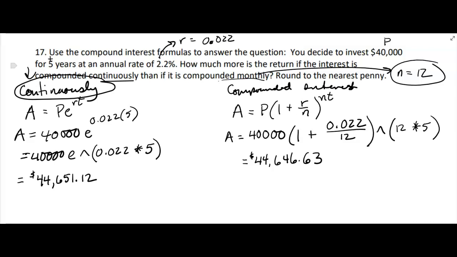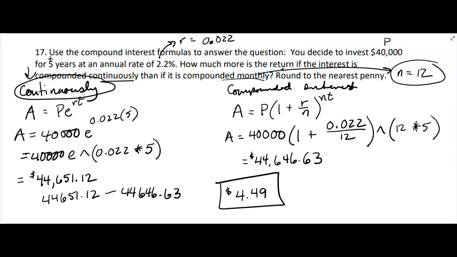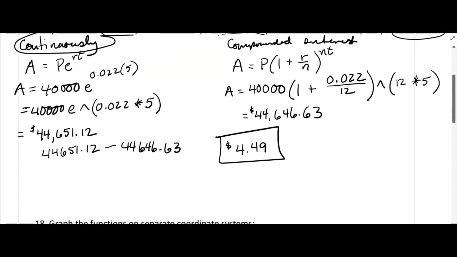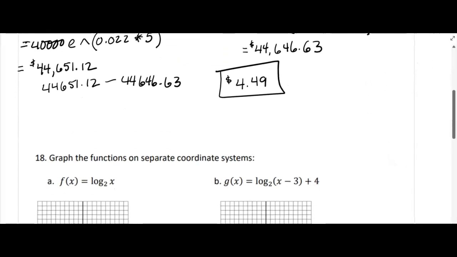Okay, now what's the difference? So you have to subtract these. So what's $44,651.12 minus $44,646.63? So it says, how much more interest did you earn in the continuous? So that's why we're finding the difference here. It turned out to be $4.49. So not that much more. That's why you don't see continuously compounded too much anymore, I don't think. But anyway, you make $4.49 more.